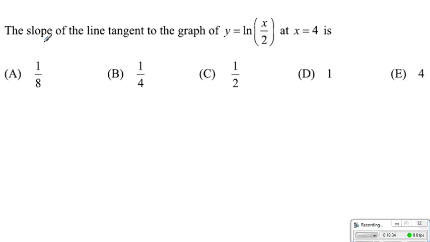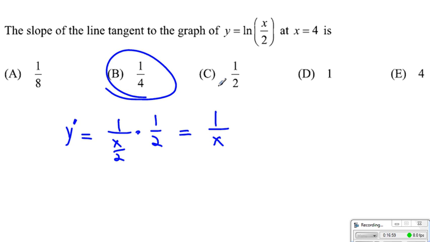Here we have the slope of the tangent line. Now slope, basically we are looking at y prime. Y prime here is equal to 1 over x over 2. We gotta multiply by 1 over 2 by the derivative of the inside. Then this simplifies into 1 over x. But we are looking at x is equal to 4, which makes B as our answer.